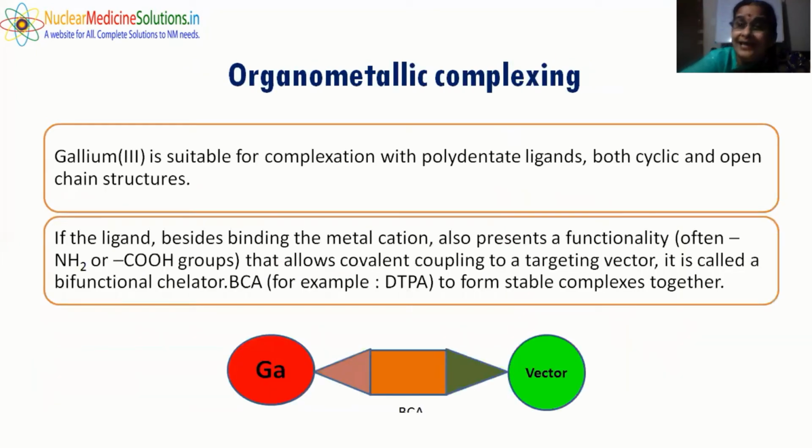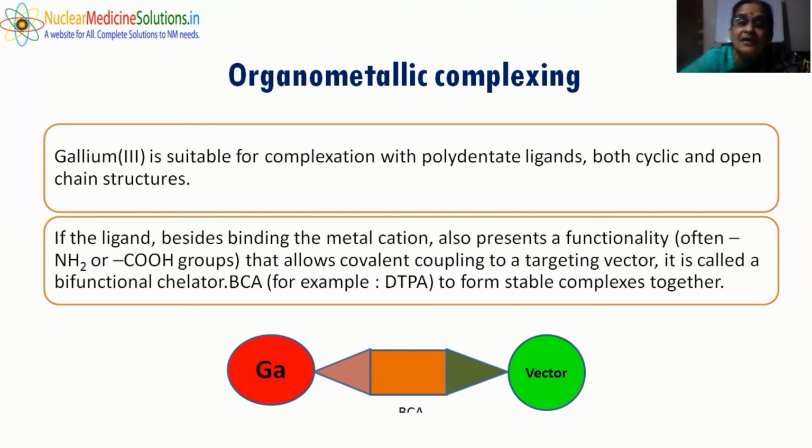So now gallium-3, as a trivalent, that is why the 3 oxidation state, as we have seen, is suitable for complexation with polydentate ligands, both cyclic and open chain structures. Cyclic means aromatic compounds, as we know, and open chain means aliphatic compounds. So these organic compounds will complex with the gallium metal, and they are the polydentate ligands. And that is what is meant by organometallic complexing.